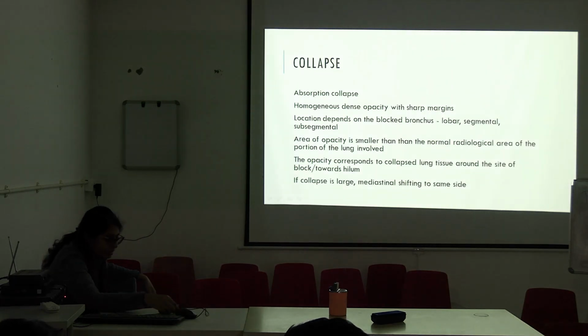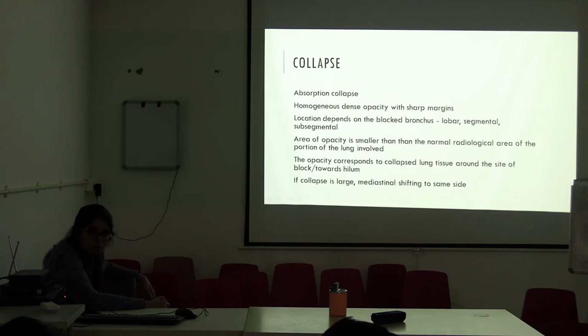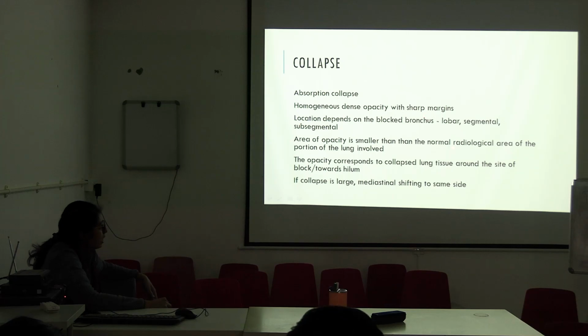Let's see what is collapse. So collapse can be absorption collapse. It is seen as a homogeneous dense opacity with sharp margins. Location depends on the location of the blocked bronchus. Again, collapse can be lobar, segmental, subsegmental. The area of the opacity is smaller than the normal radiological area of the portion of the lung involved.